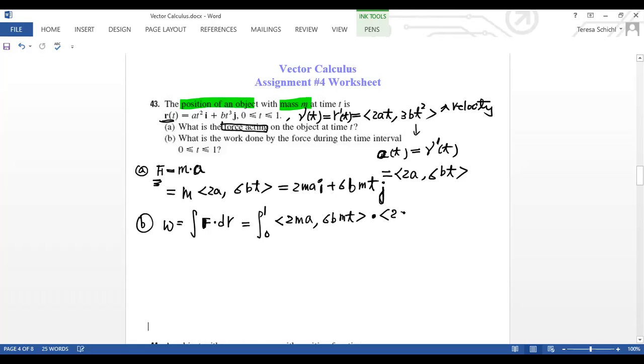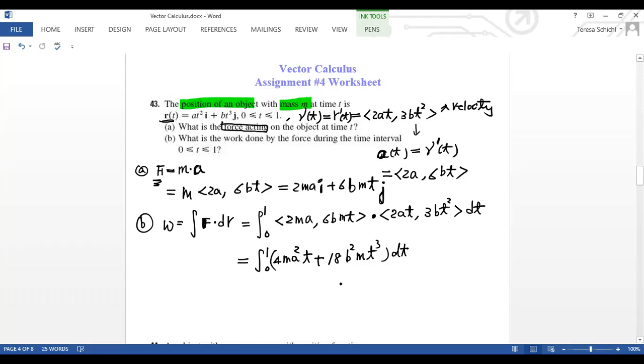So what is r prime of t? It is 2at and 3bt squared. Ta-da, we change everything to t again. Even in this vector force field, we are able to convert everything back to t. So now you do the dot product from 0 to 1. This is 4ma²t plus 3 times 6, which is 18b²mt³, all with respect to dt.